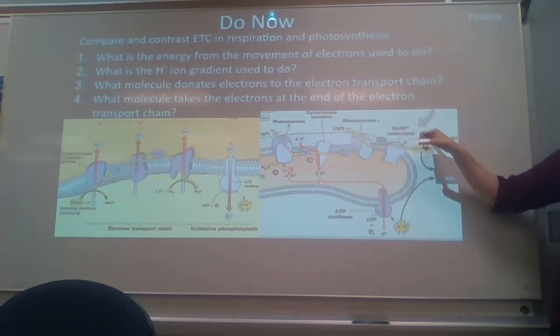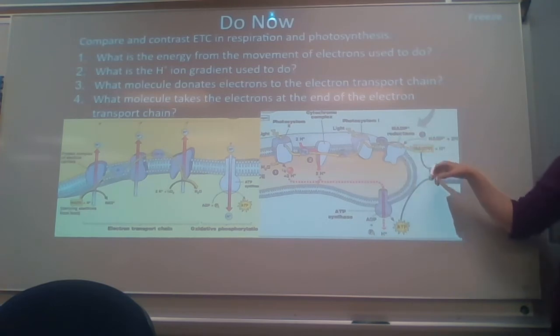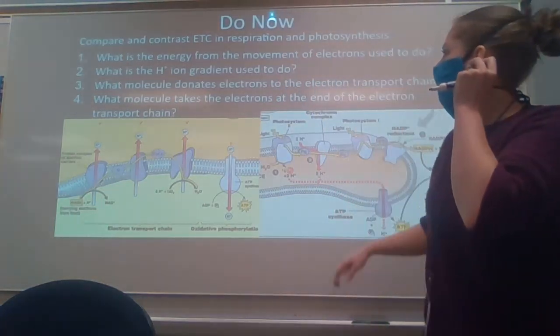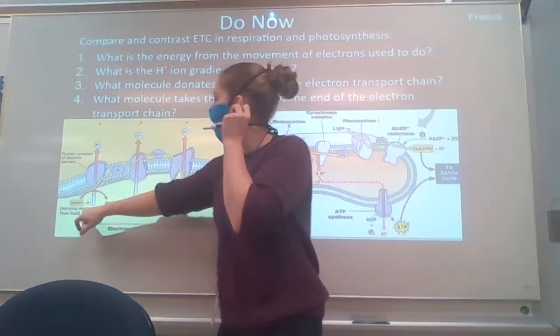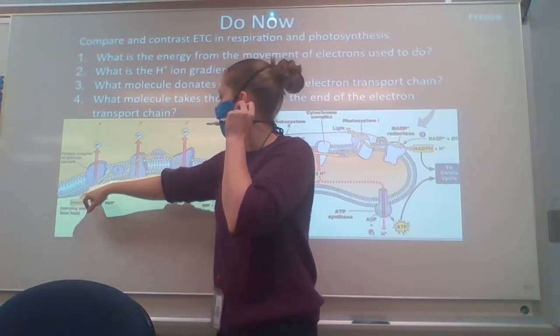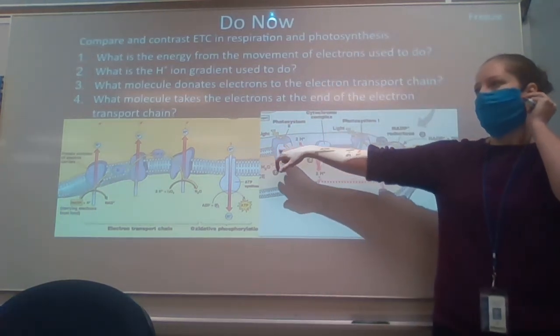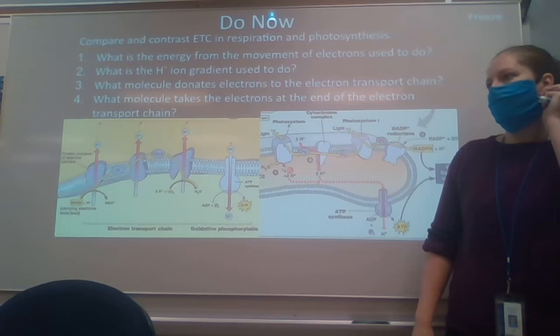Does that make sense? Oh, sorry. Oh, number 3, I'm sorry. So in number 3, the NADH, yes, I'm sorry. NADH drops off the electrons in cellular respiration, and in photosynthesis the electrons come from water. Yes. Sorry about that.